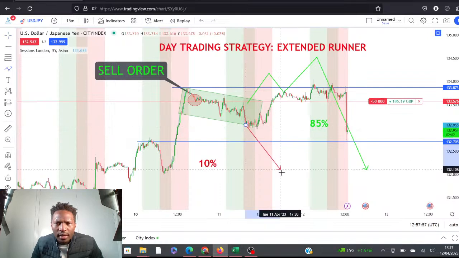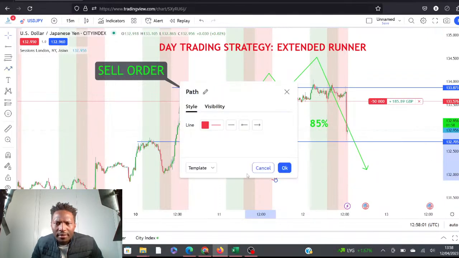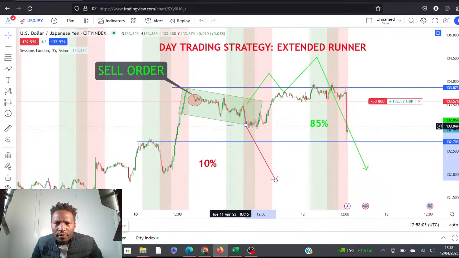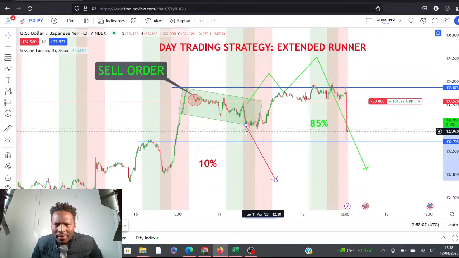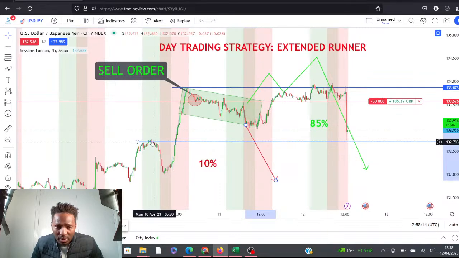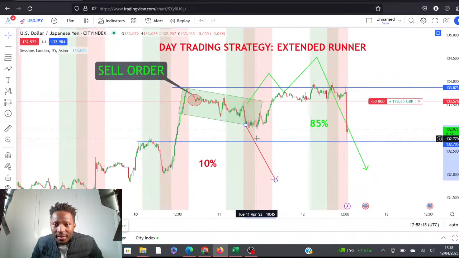The path here. I did put a little path here that said this market did have a 10% chance of just going in this direction. However, I did say that coming up to the US session, we could potentially get a reversal. Also, we've got a previous structure support here, which could act as the perfect place for the market to reverse, but I wasn't really interested in that.